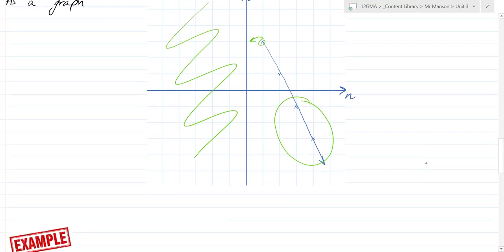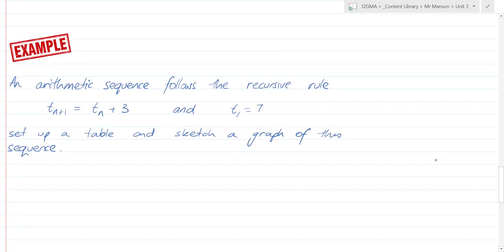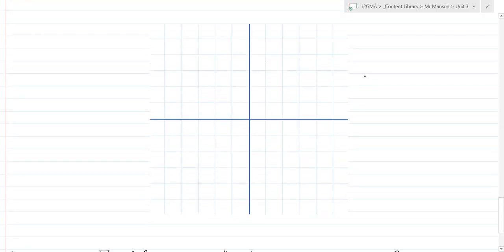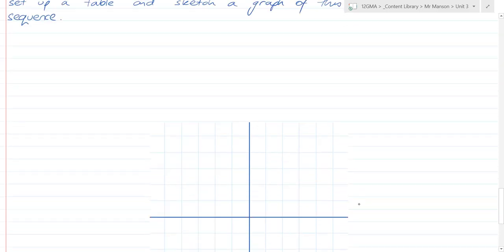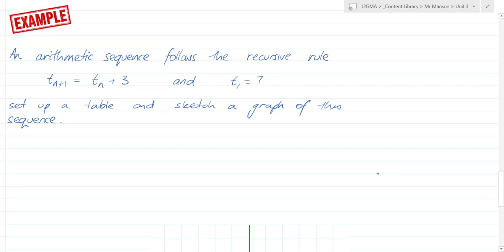Here's another example. An arithmetic sequence follows a recursive rule, Tn plus 1 equals Tn plus 3, and T1 equals 7. Set up a table and sketch the graph of this sequence. And that's the last thing we're going to do. So I'm going to give you 2 minutes to do that. And to be honest, I think that should take you no more than 2 minutes, with the exception of if you are one of those perfectionists who is going to have to draw their graph so neat that it could be in a textbook. Go. No, not looking at you, Sophie. It's all right.